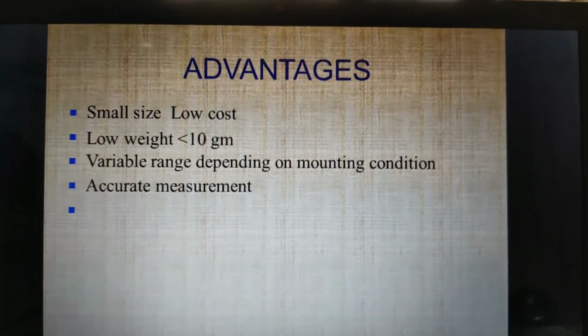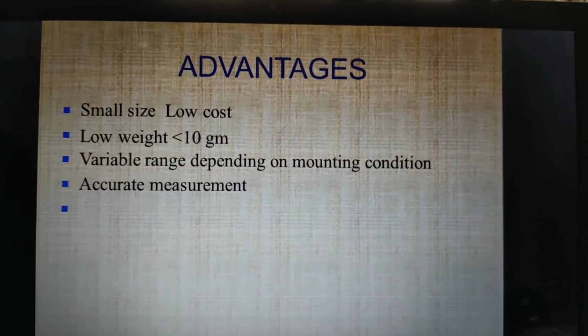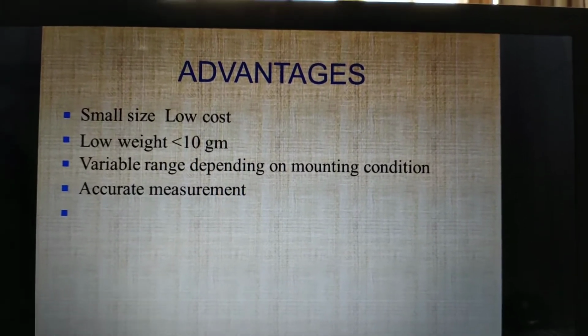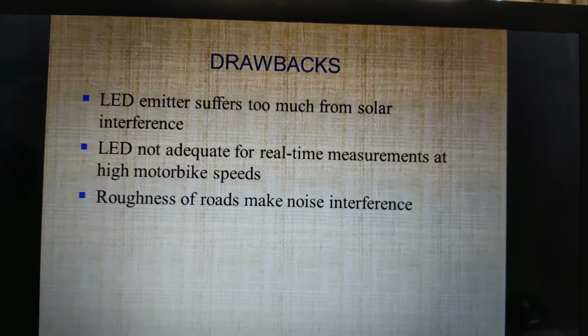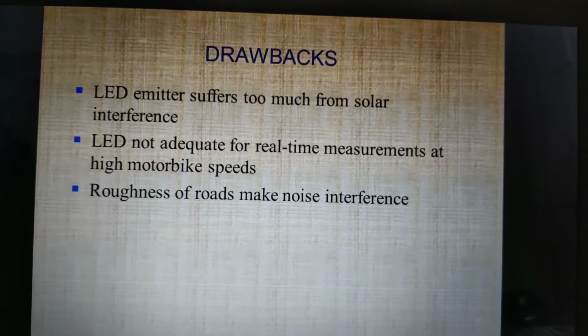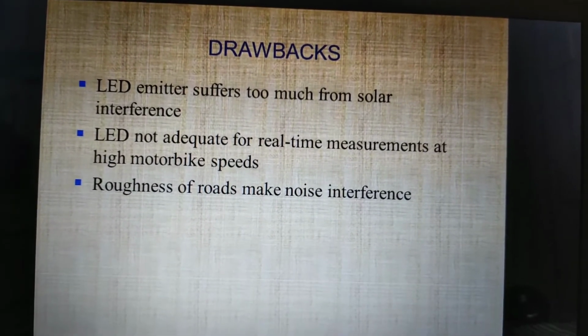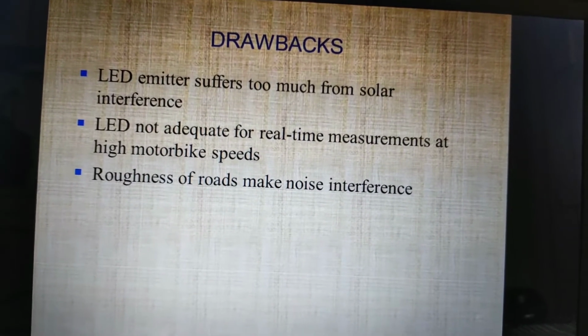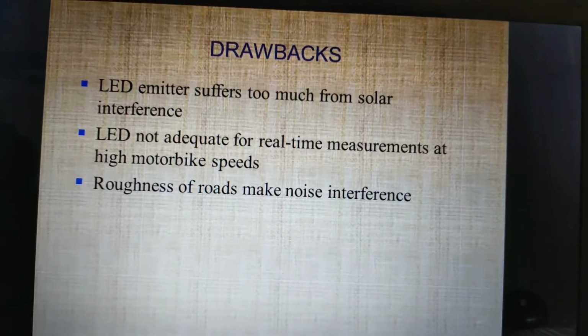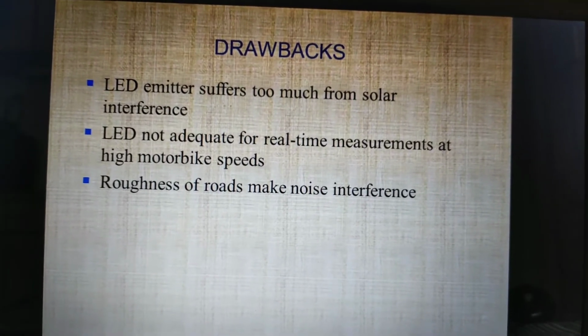Advantage. The main advantages of the optical sensor are small size, low weight, variable range depending upon the mounting condition, and accurate measurement. Drawbacks. The main drawbacks are that the LED emitter suffers too much from solar radiation, it is not used for real-time measurement, and roughness of the road makes noise interference.